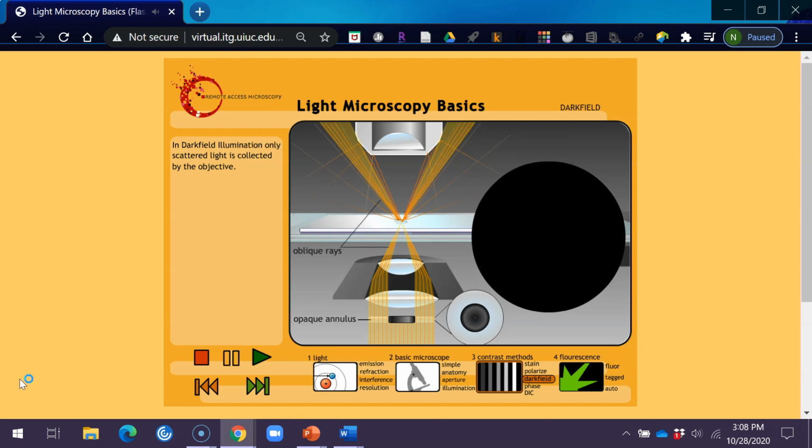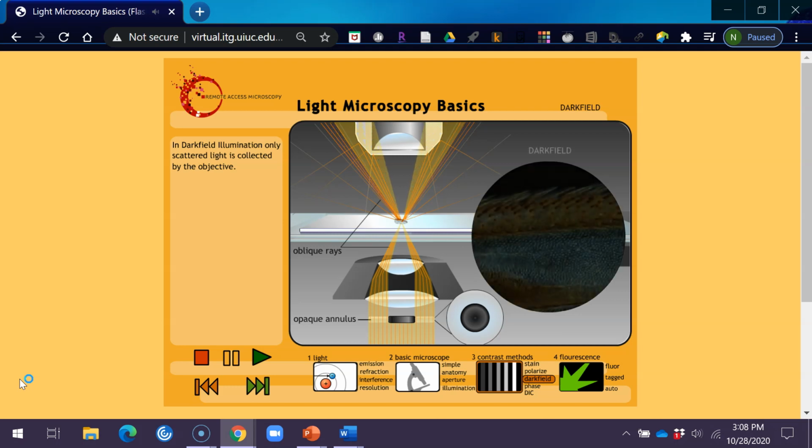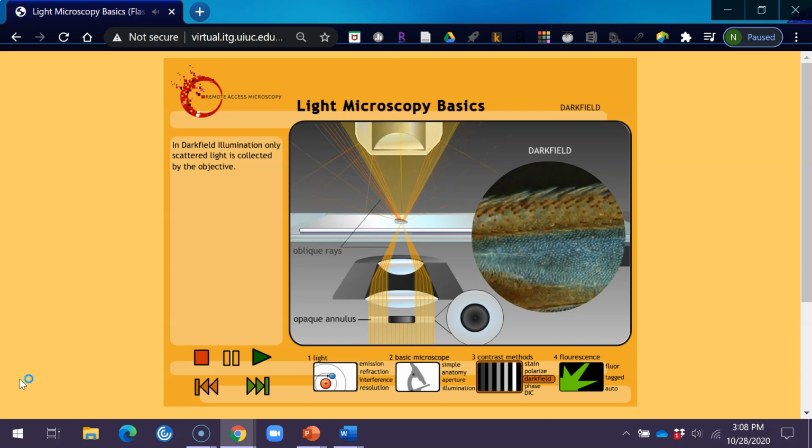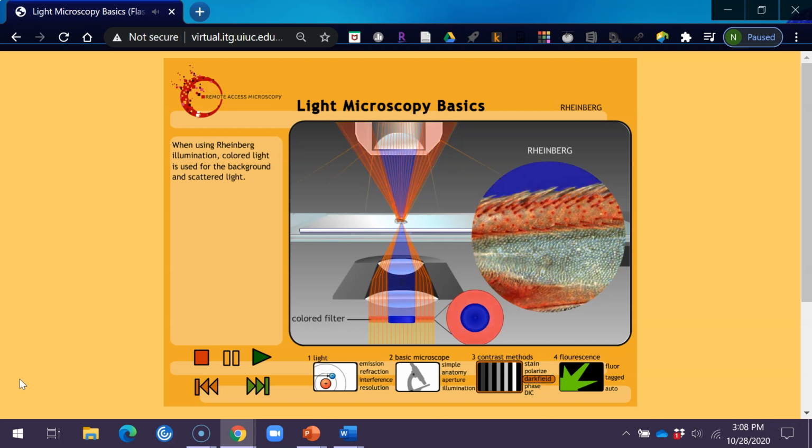When a specimen is present, only light which has been refracted or reflected by interacting with an optical feature in the specimen reaches the image plane. Because the illumination is oblique, uninterrupted light rays will pass outside the entrance to the objective lens. Dark field microscopy creates images that appear as brightly illuminated structures on a dark background. Reinberg illumination is very similar to dark field, with the addition of contrasting colored filters used for the oblique and transmitted light rays. This results in a brightly colored image on a contrasting background.